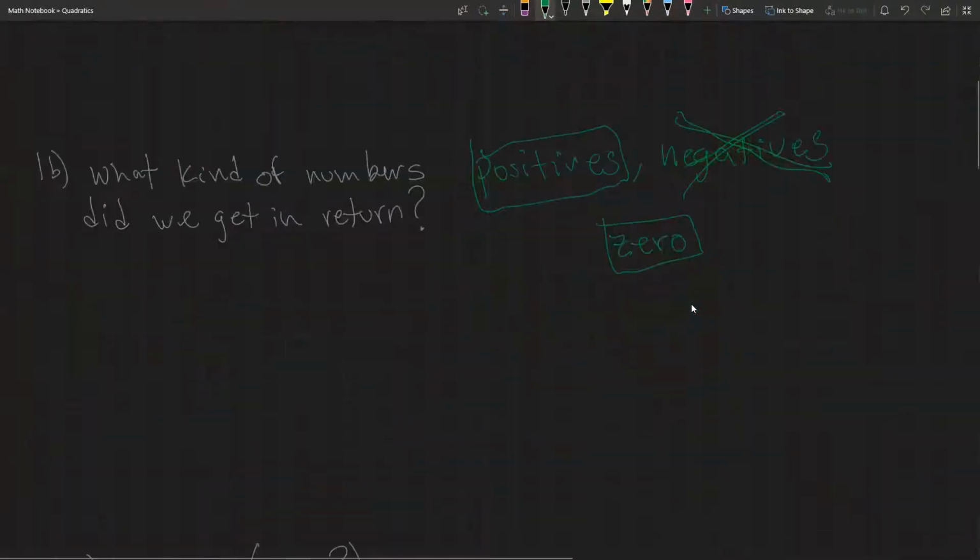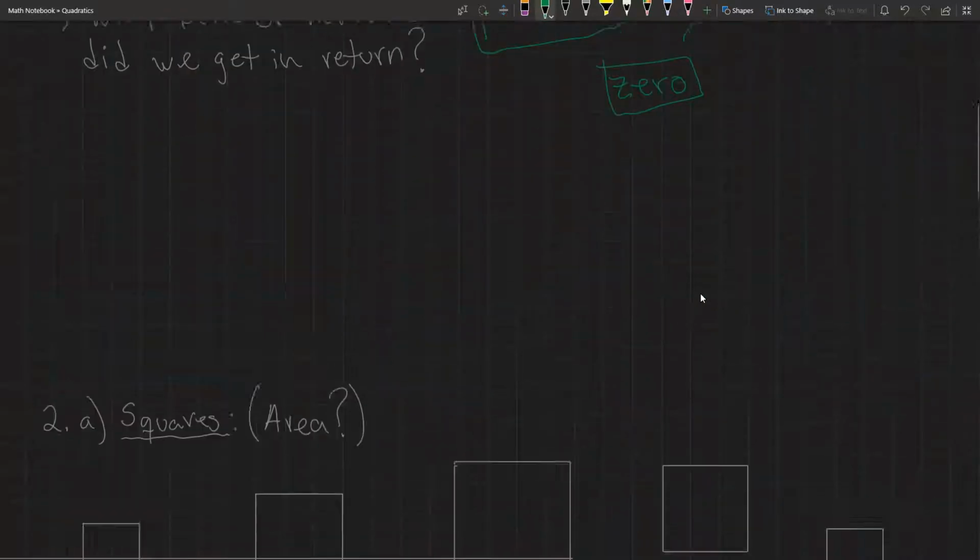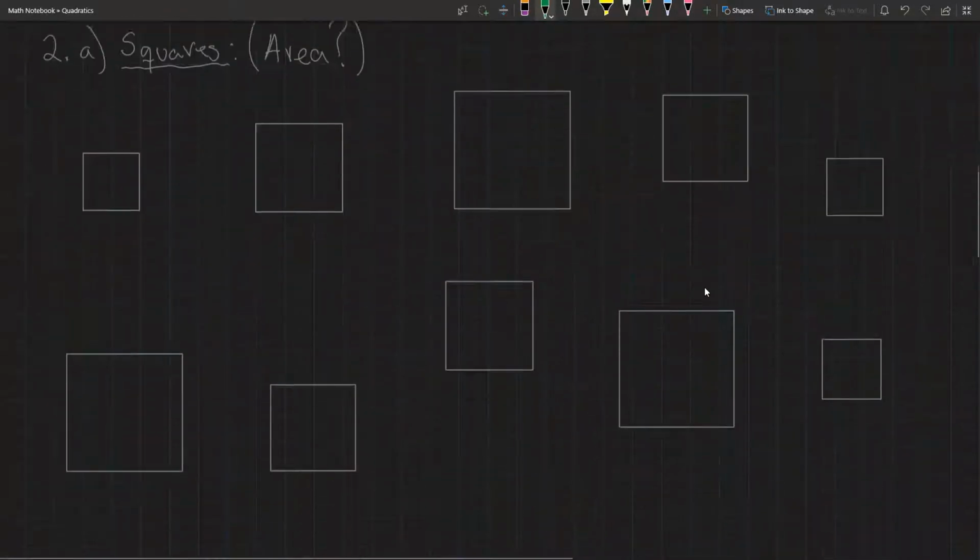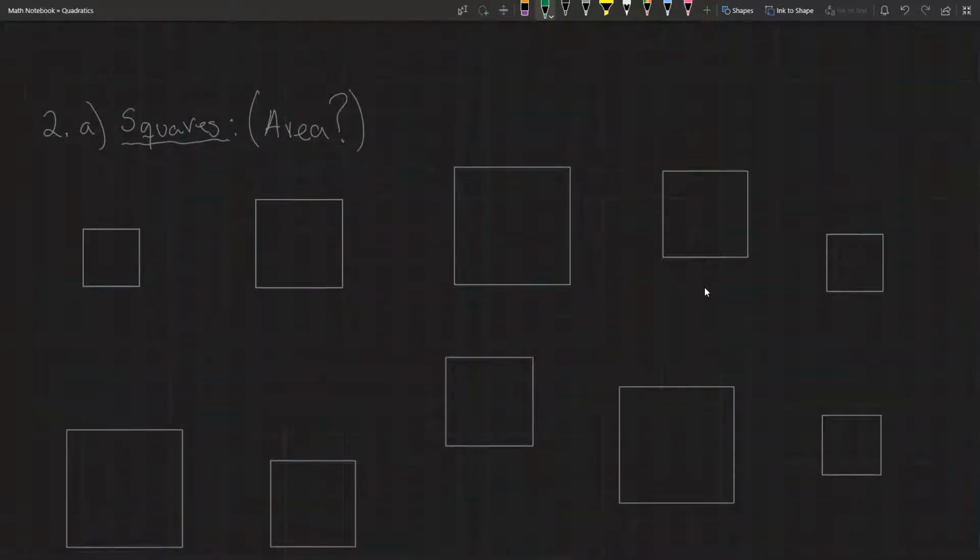All right, let's start exploring. The way that I want to show you this is by a very familiar shape that we've seen before. And these are all squares. Not all of them are drawn to scale, except the first two. The first two I drew to scale. So let's start labeling those units.